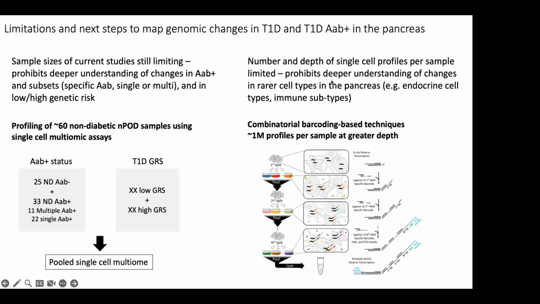And so to address this, we've started using combinatorial indexing based techniques. There are assays that we've implemented in our lab, as well as kits sold by companies such as Parse that come out of technologies that people have developed, like SHARE-seq, where you can generate up to 1 million profiles per sample. Also at greater depth in terms of the number of genes that you capture and the amount of information that you get per cell. So hopefully the increased profiling of these samples, which are quite precious, but have a lot of valuable information in them, I think deeper sampling of these samples in terms of cell numbers will also reveal more.